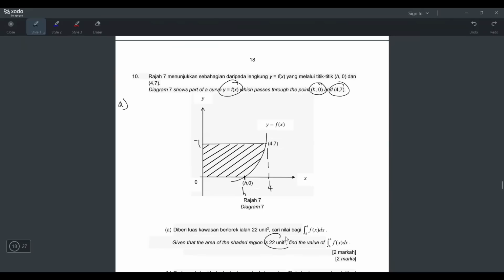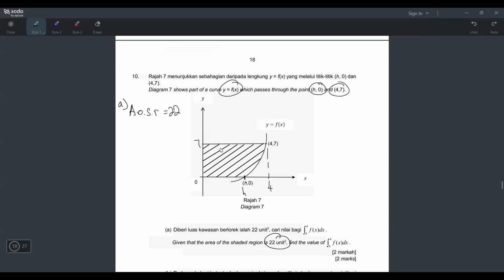Given that the area of shaded region is 22, find the value of integrate h to 4 f(x) dx. Okay, for this type of question, I always tell students, don't look at what they want first. You'll get confused if you focus too much on this. So forget about what they want. Just look at the information. Yeah, just start from the information. So what's the information? Area of shaded region is 22. And let's focus on the information.